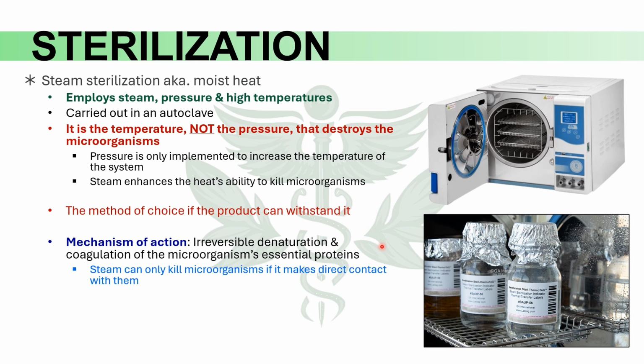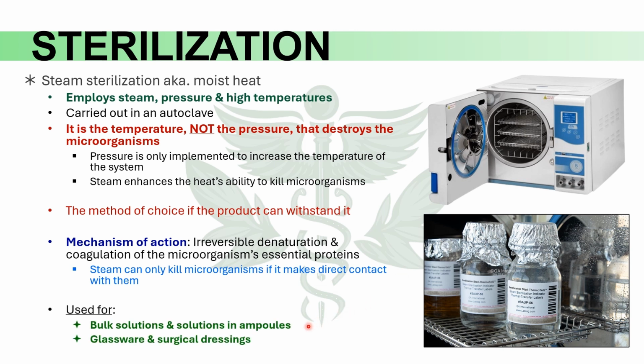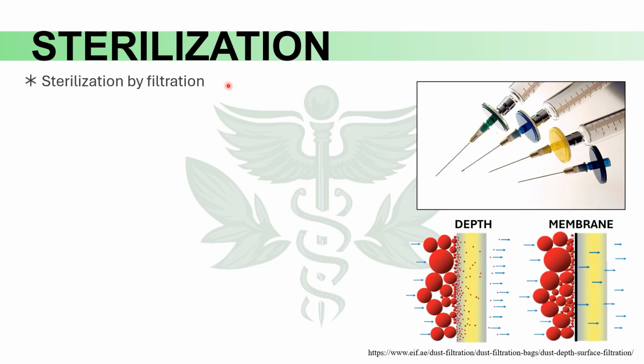So, we've already established that a combination of steam, pressure, and heat all work together to kill the microorganism. But how exactly are they killed? The moist heat causes irreversible denaturation and coagulation of the microorganism's enzymes and other essential proteins. In order to ensure that the heat is efficiently transferred to the product to rid it of any microorganisms, the steam must make direct contact with it. We use steam sterilization for bulk solutions and solutions in ampoules, and for glassware and surgical dressings. The next type of sterilization method is sterilization by filtration.